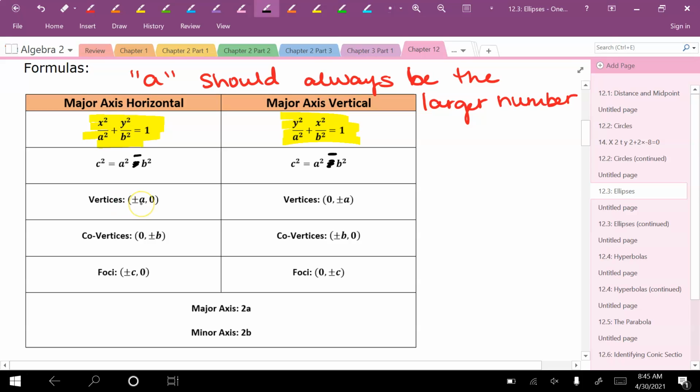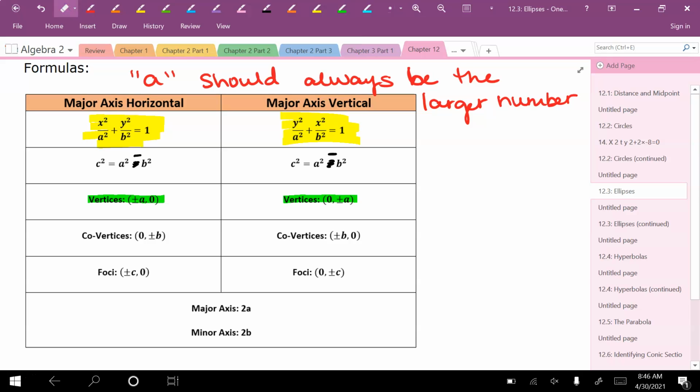To find your vertices, you take your a value, so you have to square root the a squared. And then to find your co-vertices, you take the square root of your b squared. And like I said, depending on what axis we're working with, the horizontal or the vertical, it changes how you write your vertices and your co-vertices. You can see on the horizontal one, the vertices are a and then 0, whereas on the vertical one, it's 0 and then a. So it switches based on which axis the major part of the ellipse is on.